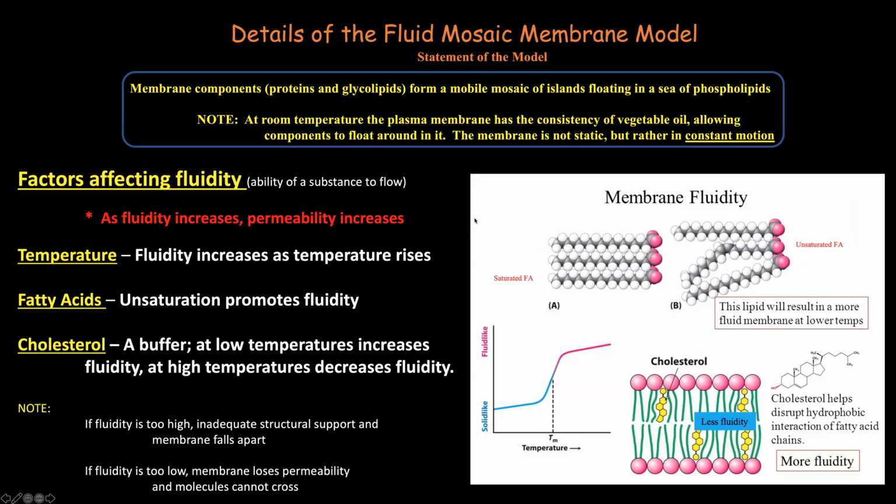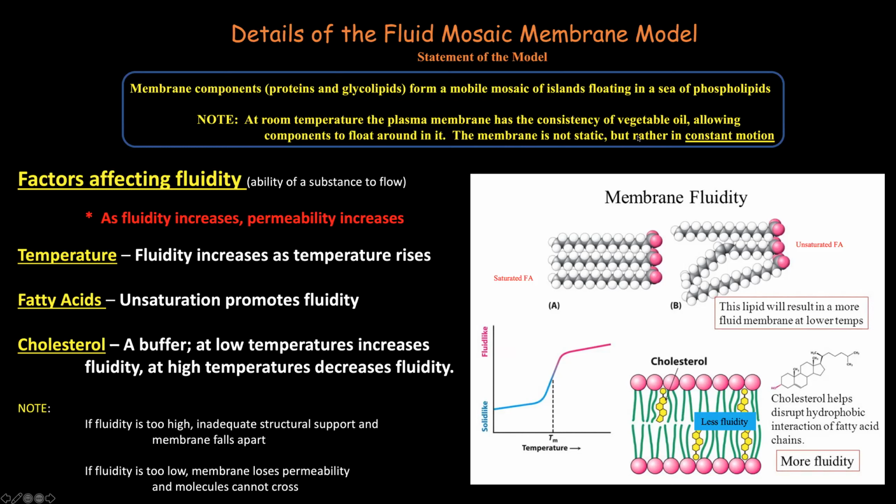So what are the details of this fluid mosaic membrane model? The membrane components, which are proteins and glycolipids, form a mobile mosaic of islands floating in a sea of phospholipids. So we have a phospholipid bilayer, and we have these proteins and glycolipids floating around in this bilayer. At room temperature, the plasma membrane has the consistency of vegetable oil. So it's fluid, and that allows components to float around in it.